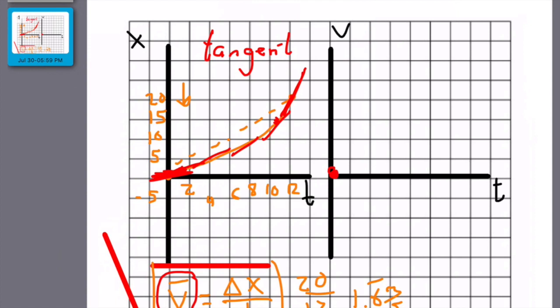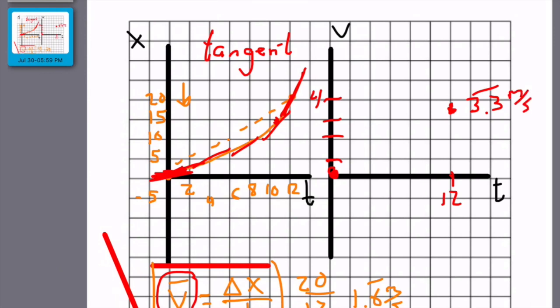At the very end, I'm going to do a little trick here, but here's 1, 2, 3, 4 meters per second. At the very end, at 12 seconds, it's going to end up being, I didn't draw it right, 3.3 repeating meters per second. How do I know that? I'll tell you in a minute.